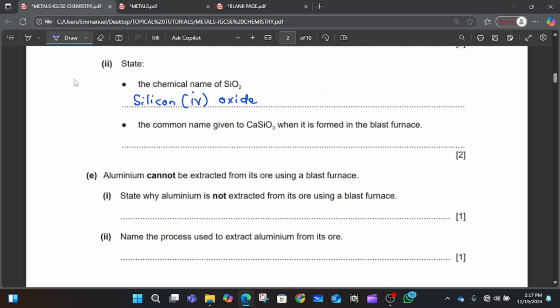State the common name given to CaSiO3, calcium silicate, when it is formed in the blast furnace. So the common name for calcium silicate is slag.